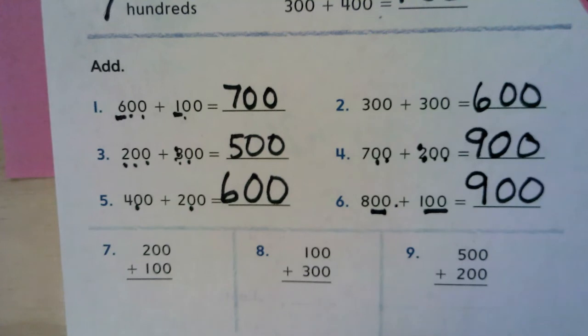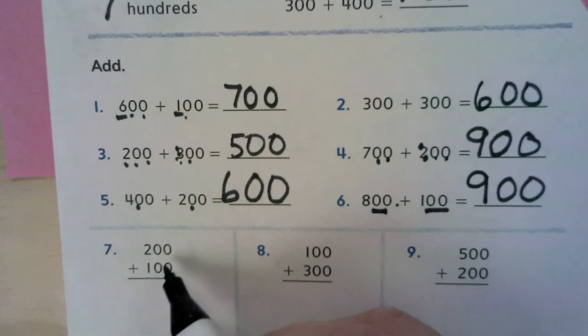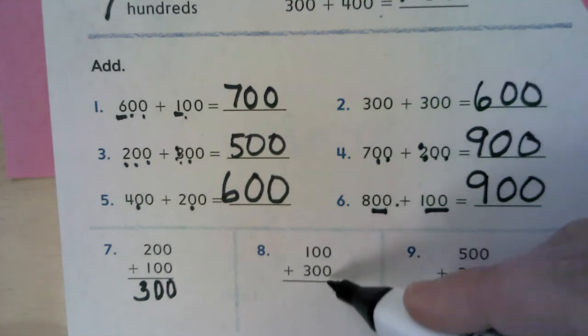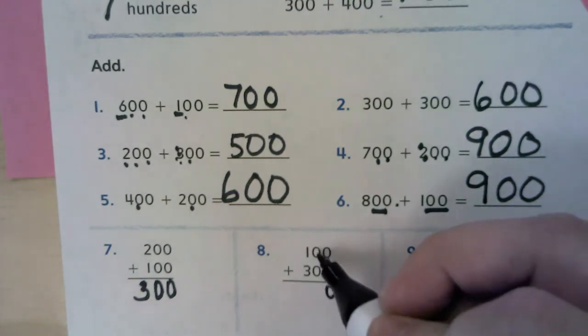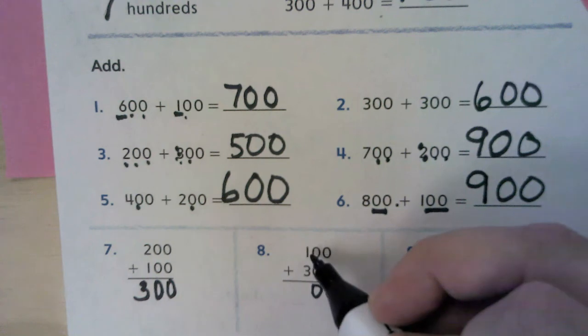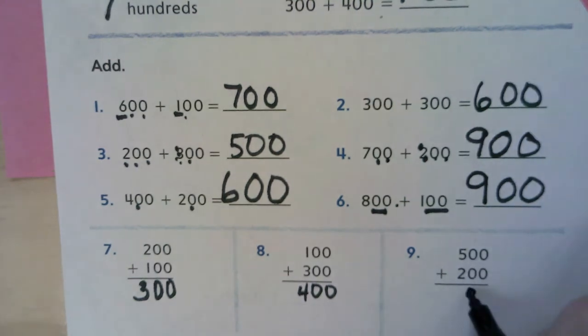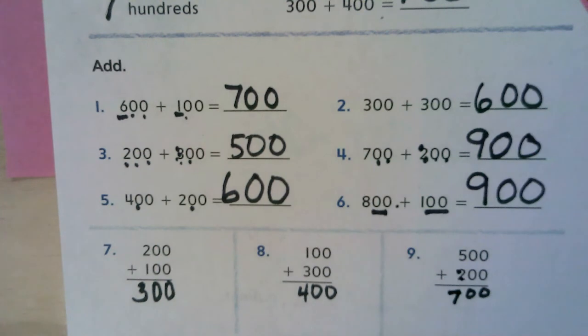I hope that you are able to solve problems 7, 8, and 9. And as you can see here, when they're stacked on top of each other, I can look right down. 0 plus 0 is 0. 0 plus 0 is 0. 2 plus 1 is 3. For number 8, 0 plus 0 is 0. 0 plus 0 is 0. 1 plus 3 is 4. So my answer is 400. Here I have zeros, so I can just fill those in because I know that 0 plus 0 is going to be 0. 5 plus 2 more, 5, 6, 7. So my answer was 700.